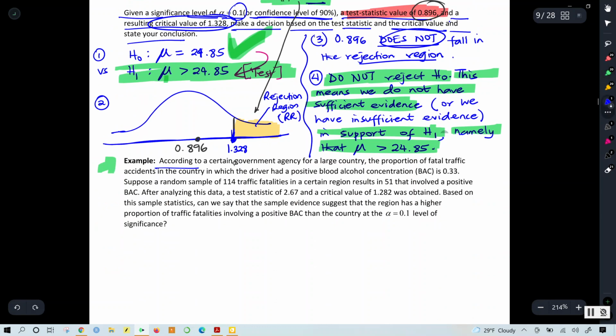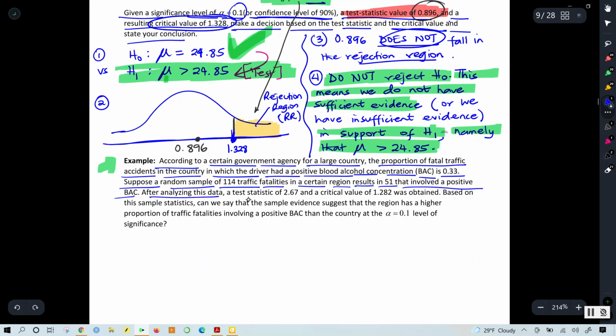In this case, according to a certain government agency for a large country, the proportion of fatal traffic accidents in the country in which the driver had a positive blood alcohol concentration, BAC, is 0.33. Suppose a random sample of 114 traffic fatalities in a certain region results in 51 that involved a positive BAC.